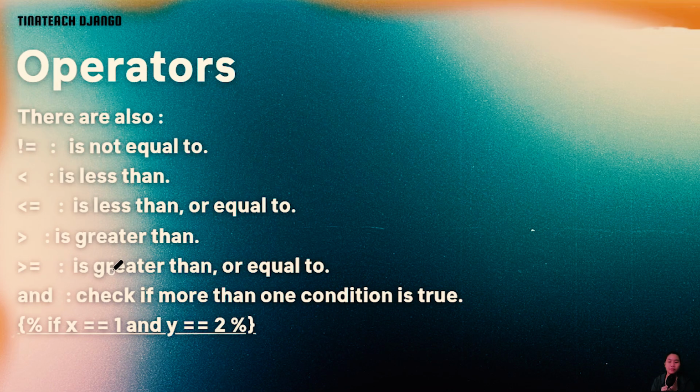And now, and is an operator that checks if more than one condition is true. If x equals 1 and y equals 2, sorry. But the catch is x must equal 1 and y must equal 2, okay? If only x is equal to 1 or only y is equal to 2, this is not going to work. It needs both conditions to be true to evaluate into true.